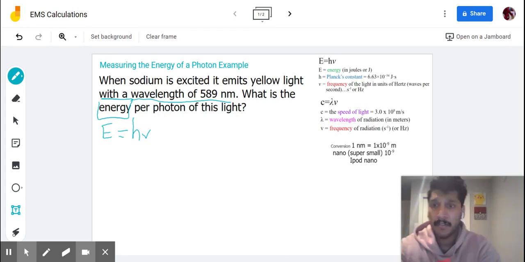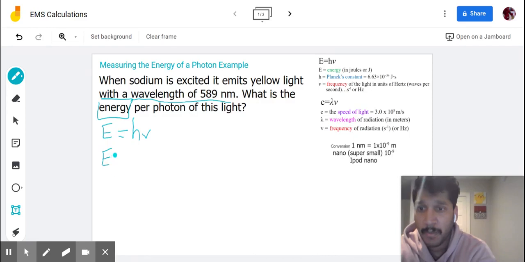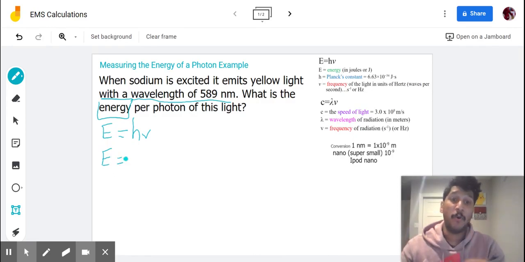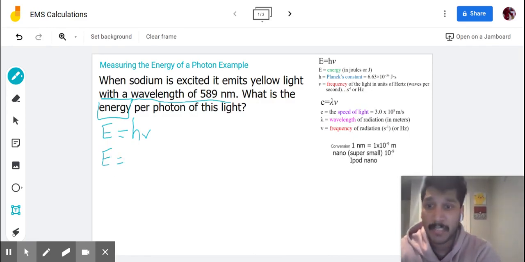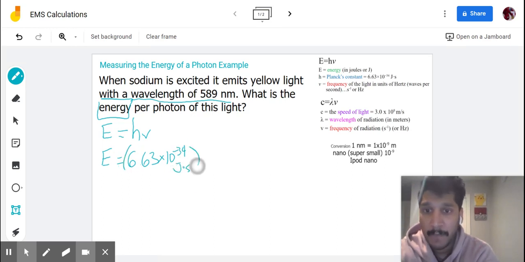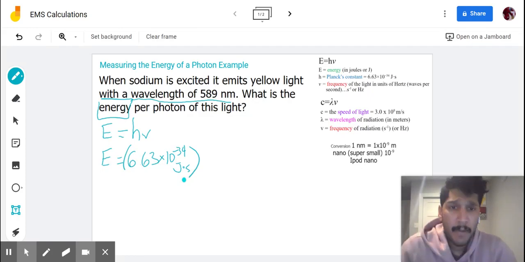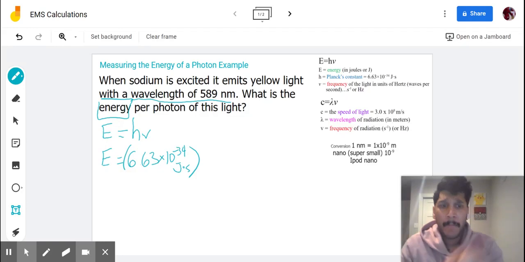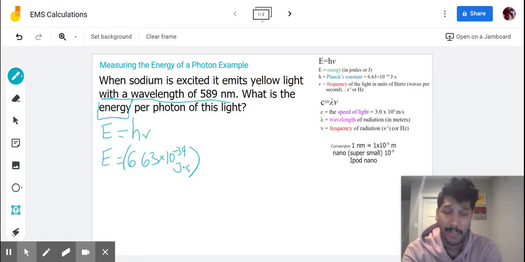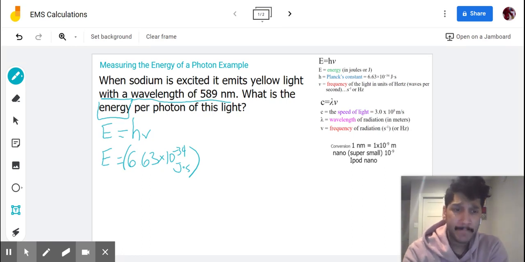E is energy, that's what we're looking for. Planck's constant is a constant, so it's always going to be that number, 6.63 times 10 to the negative 34 joules times seconds. And that's going to be multiplied by our frequency. So do we have our frequency? No, we don't, right? It's not given to us in the problem. They do give us wavelength, though.